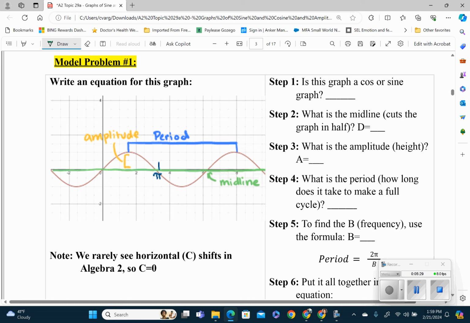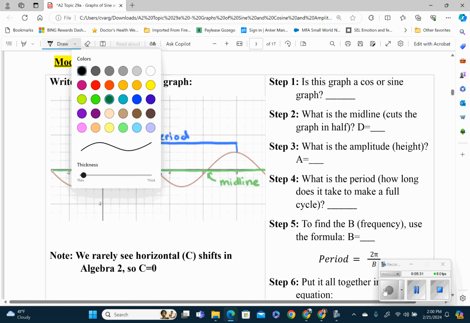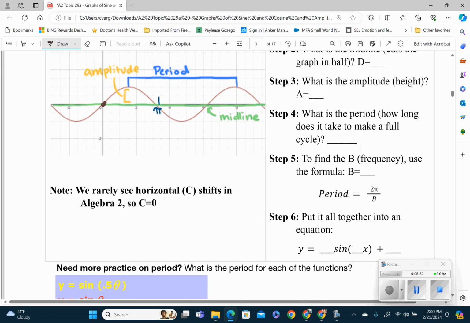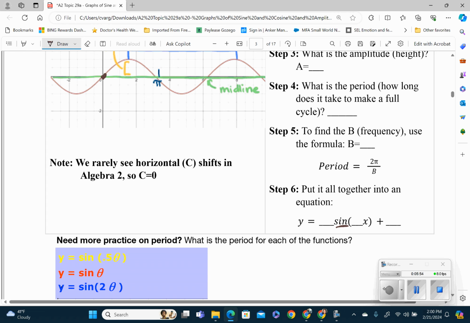All right. So first thing we want to do is, is this graph a sine or a cosine? So let's talk about it. Remember, sine starts at 0 and cosine starts at 1. Okay, so let's look at where our graph starts. Boom, it starts at 0. So this is going to be a sine graph. So the first thing I'm going to do is I have my sine right here.